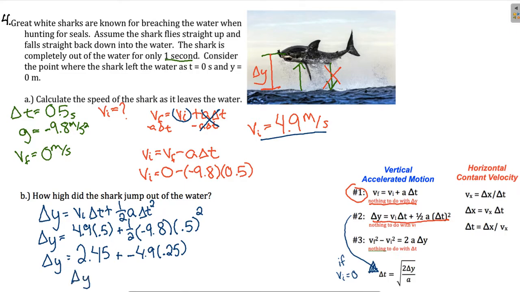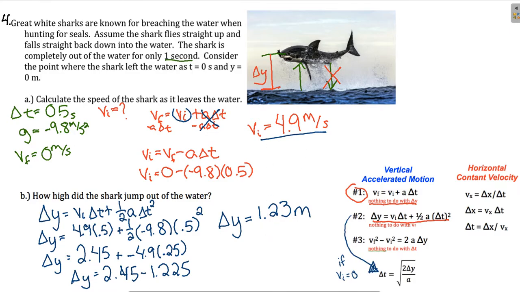So delta y equals 2.45. This will be a minus 4.9 times 0.25, which gives you 1.225. Okay, last step mathematically is just to subtract those two. So 2.45 minus 1.225 gives you your final answer, which should be 1.225. I'll round to 1.23. So even though it looks really impressive, the shark is only getting about 1.23 meters above the water.